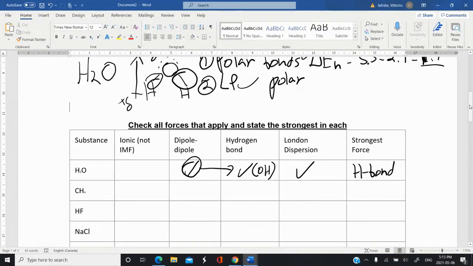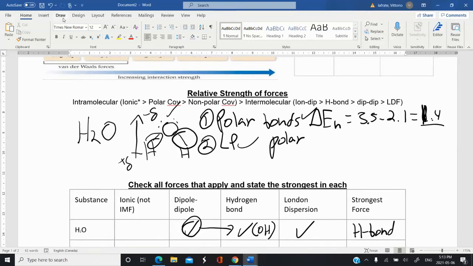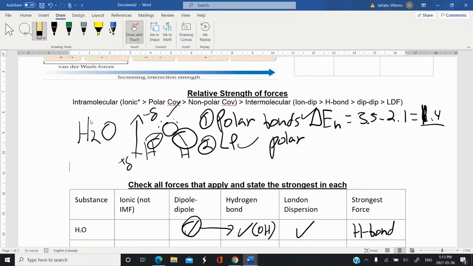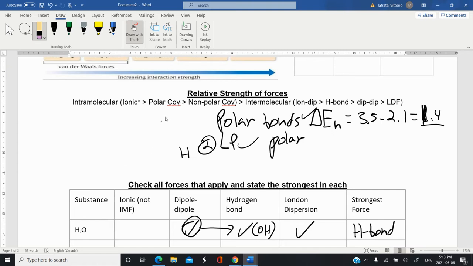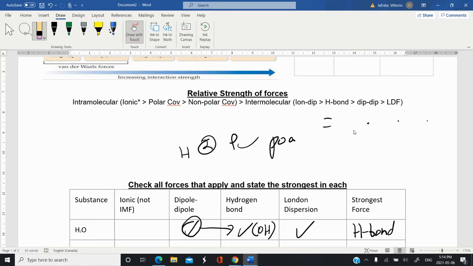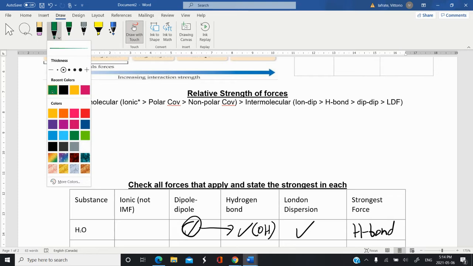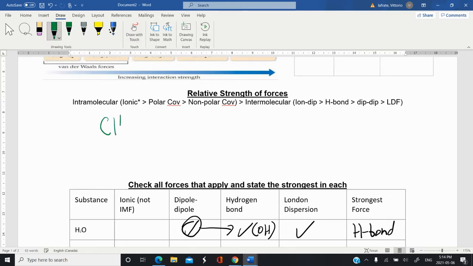Let's try another example. Let's try the next one, CH4. Let's just erase this. If you need to see this again, you can just rewind the video and see the example again. We want to see what forces CH4 has within it. Let me choose a different color here. Let's go with green. CH4, which is just methane. First step is I'm going to draw a Lewis structure like this.